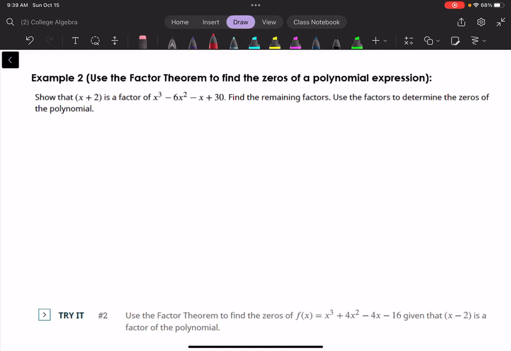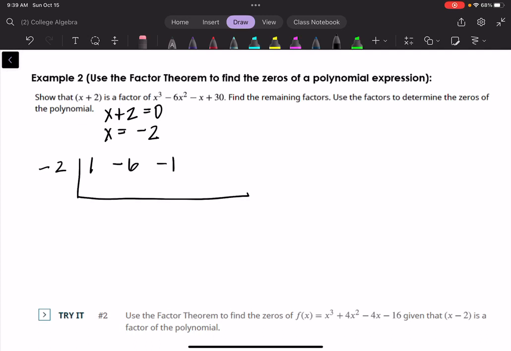So let's show that x plus 2 is a factor of this polynomial. And then we'll deal with finding the remaining factors later. So the first thing we want to do is show that this particular binomial is a factor. Now you could use long division if you want. I really don't prefer that. I like to use synthetic when I can because it's faster. Again, that's up to you. So I'll use synthetic. You use whatever method you want. And let's see what we end up with.